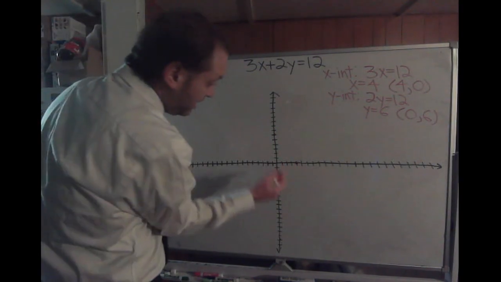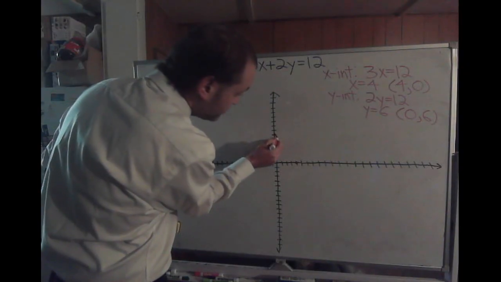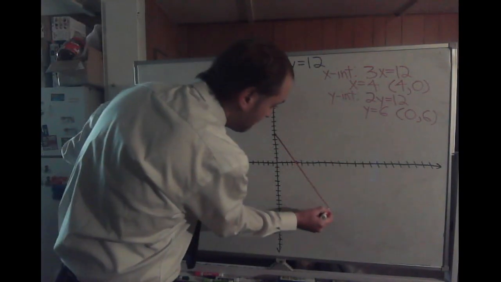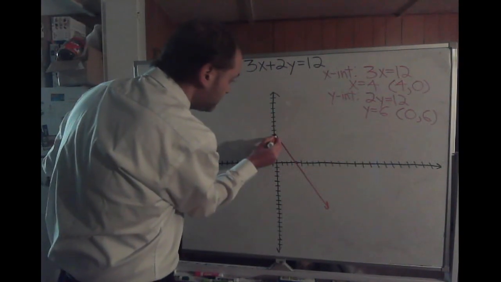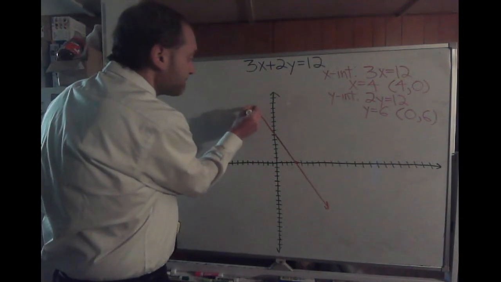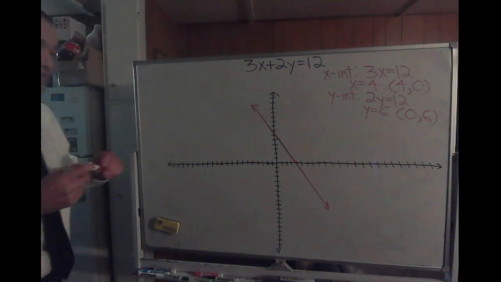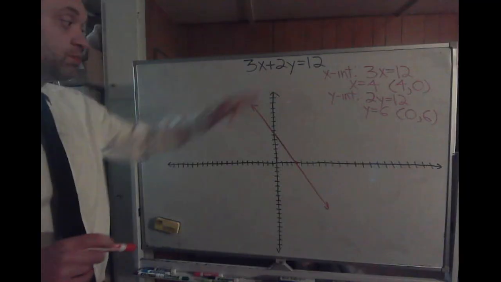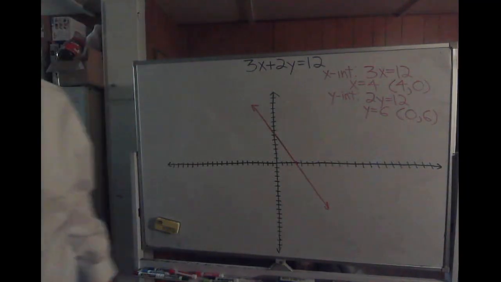And now that we got our x and y intercept plotted, let's just connect the dots and go through them. That's all this is. So there is the graph of 3x plus 2y equals 12.